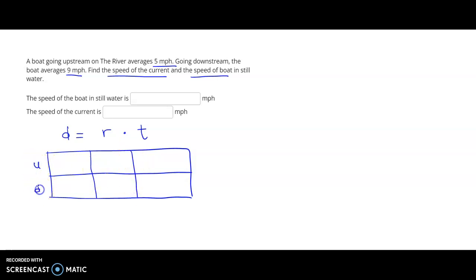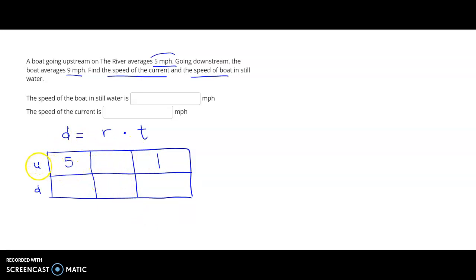So upstream and downstream. Now this one doesn't straight out say, okay, your distance is this and your time is this. We have to kind of find it. Well, when we're going upstream, it averages 5 miles per hour, and that gives us enough information to put in a time and a distance. We can say, okay, when we're going upstream, we're going to go 5 miles in 1 hour. Now, actually, let's go ahead and finish this.